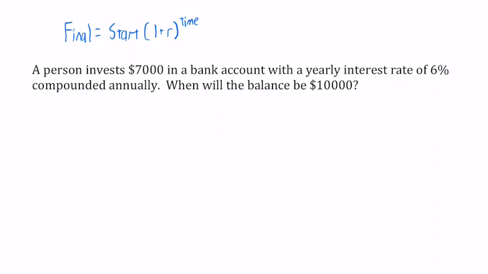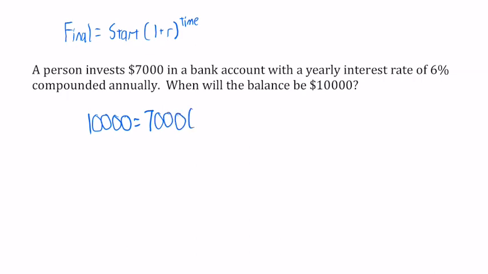Our first question says a person invests $7,000 in a bank account with a yearly interest rate of 6% compounded annually. When will the balance be $10,000? So in this case, the final amount we want to end up with is $10,000. The starting value is $7,000.